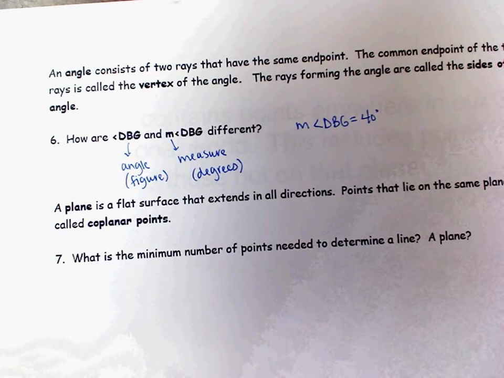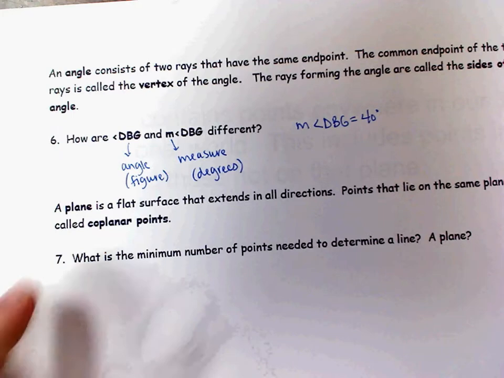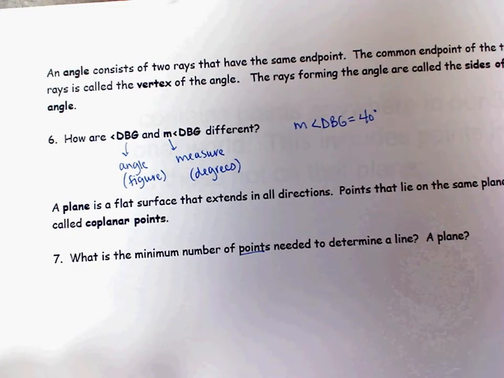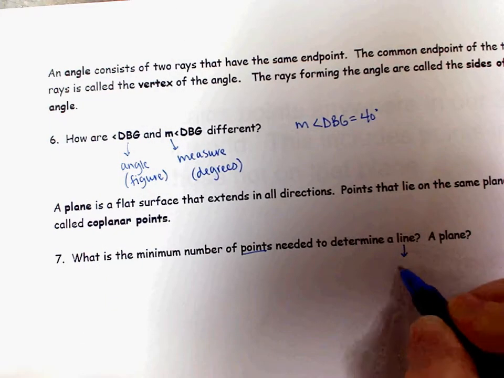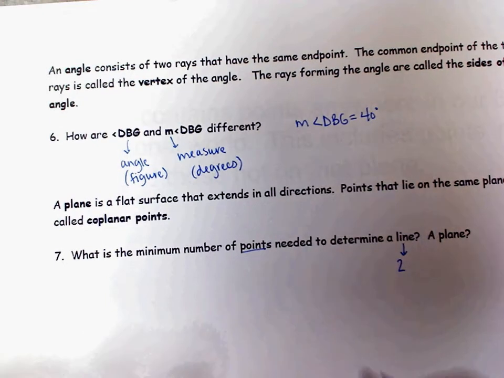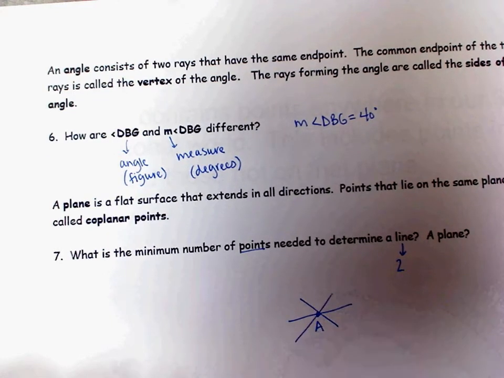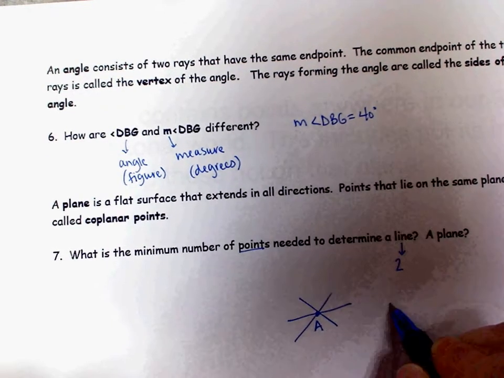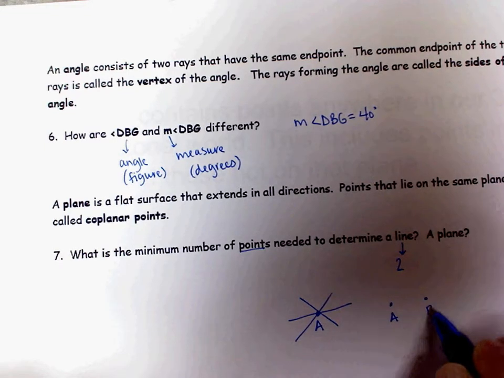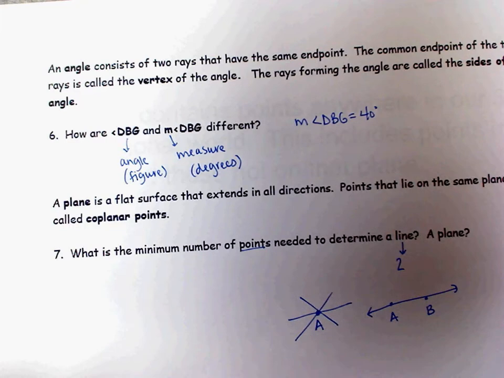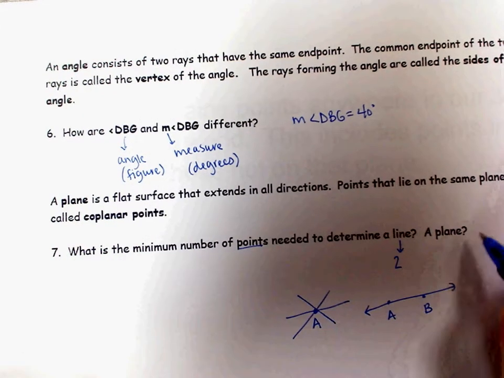Number 7, what's the minimum number of points needed to determine a line? You must have 2 points to determine a line. If you have a single point, I can draw lots of different lines going through that point. But if I give you 2 points, now there's only 1 line that can be drawn through both of those at the same time. To determine a plane, you must have 3 points.